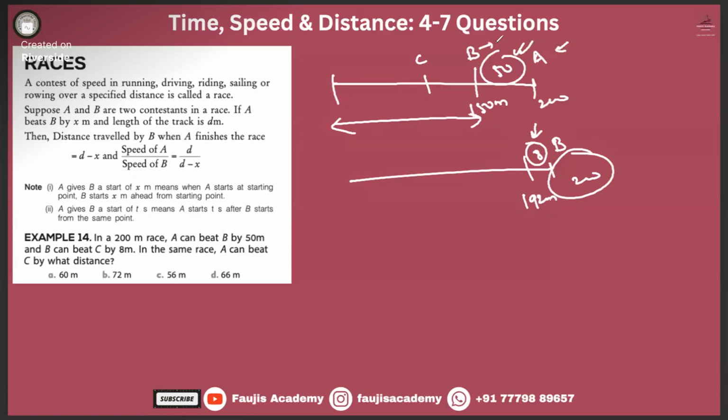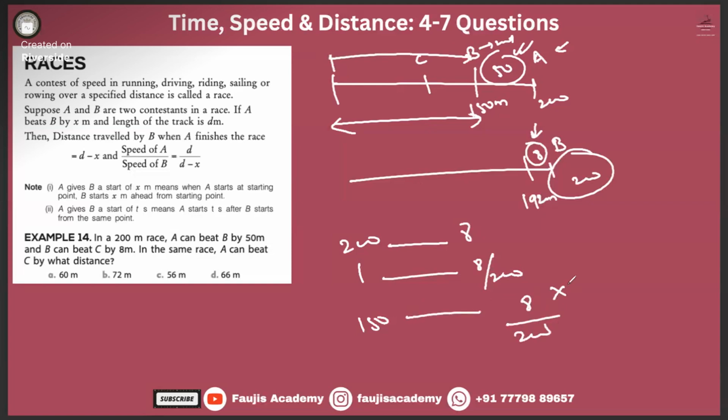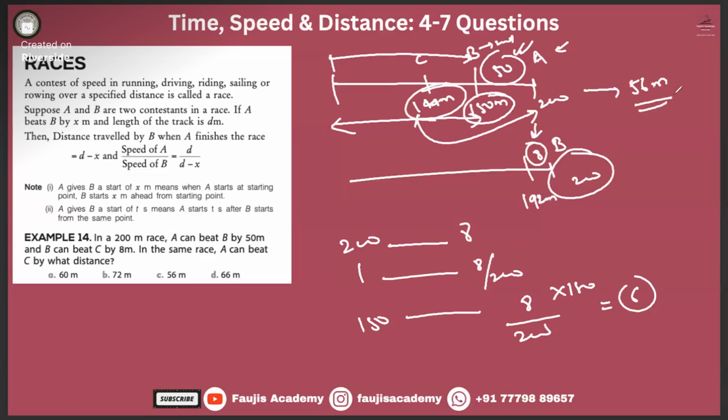B will have to be placed at the second position. Then we'll have to find the gap. That means we'll have to truncate this race from 200 meters. The gap was 8 for 200 meters. For 150 meters, the gap must have been 8 by 200 into 150, which is 6. So when B was at the 150th meter, C was at 144 meters. That means the gap between these two was how much? 56 meters. Did you get it?